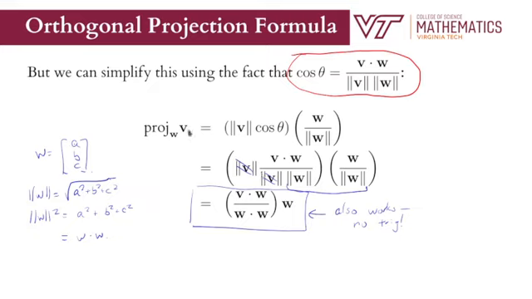Okay, so we dot product the vector that we're projecting with the vector we're projecting onto. We divide by the dot product of the vector we're projecting onto with itself. And then that's going to give us a scalar, a number. We will take that number and multiply it by the vector w. And on the next slide, I'll work through an example.